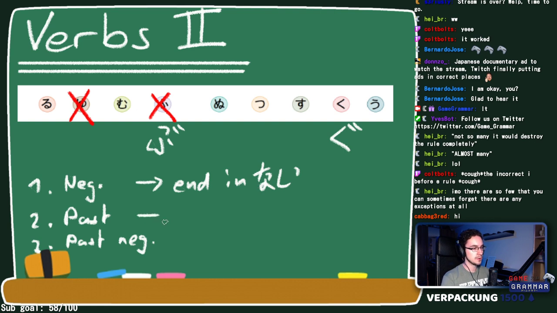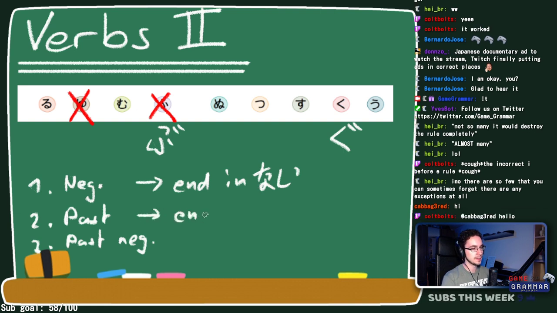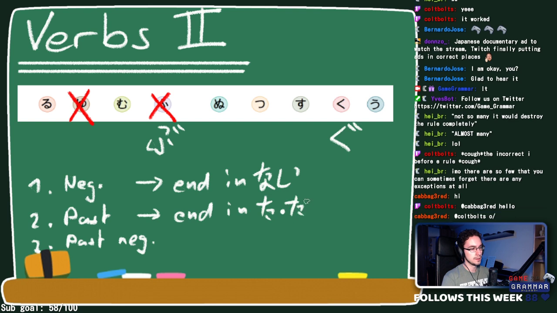And the same goes for past tense. This will end in ta or da, which makes it already easy. And then the negative past tense is the same as for all the other verbs and all the adjectives we've talked about: you just take nai and put it in past tense, which is nakatta. So this will just end in nakatta.